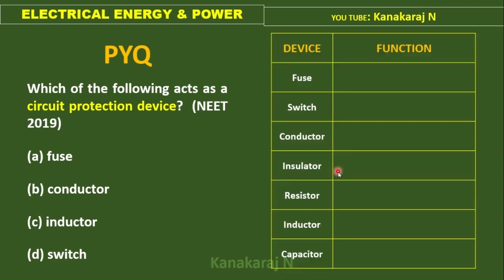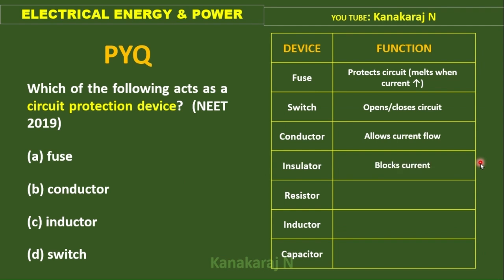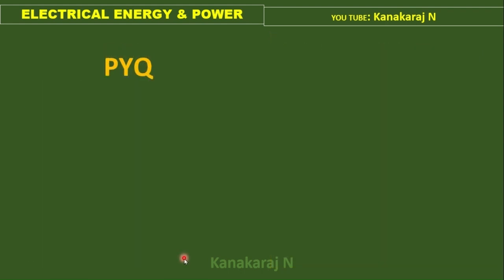Let us learn the function of each. Fuse: protects the circuit, melts when high current flows. Switch opens or closes the circuit. Conductor allows current to flow. Insulator blocks the current. Resistor opposes the current. Inductor opposes a change in current. Then the capacitor, which stores energy. So the right option is option A, fuse.